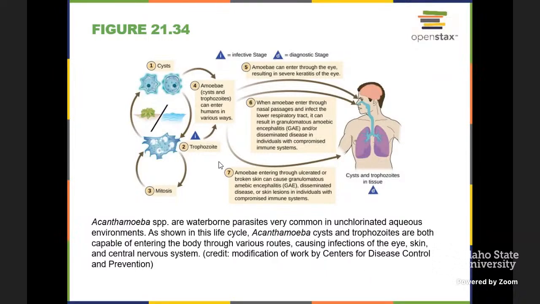acanthamoeba is a type of amoeba. It's really a pretty common environmental organism. It likes water. It likes water that is cooler. There are other types of amoeba we'll mention later that like warmer water. You've probably heard of some of the brain-eating amoeba, right? Probably. That's not acanthamoeba, all right?